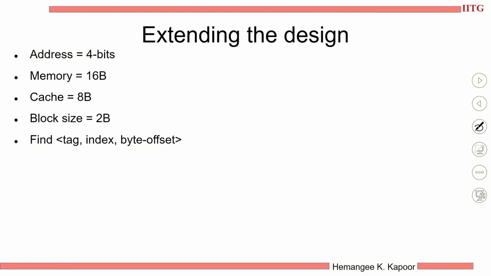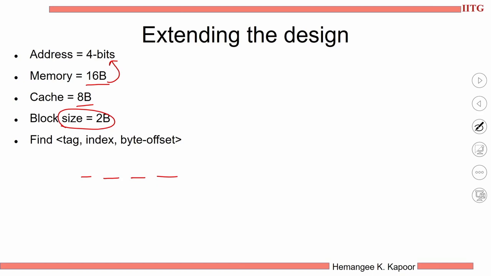Here I am using a main memory of 16 bytes, cache of 8 bytes, but the block size is 2 bytes. So instead of 1 byte, I'm keeping 2 bytes of information here. Let us find out the tag, index and the byte offset. What is the address size? Because my memory is 16 bytes, the address is 4 bits. So we have 4 bits, 3, 4. This is the 4-bit address.